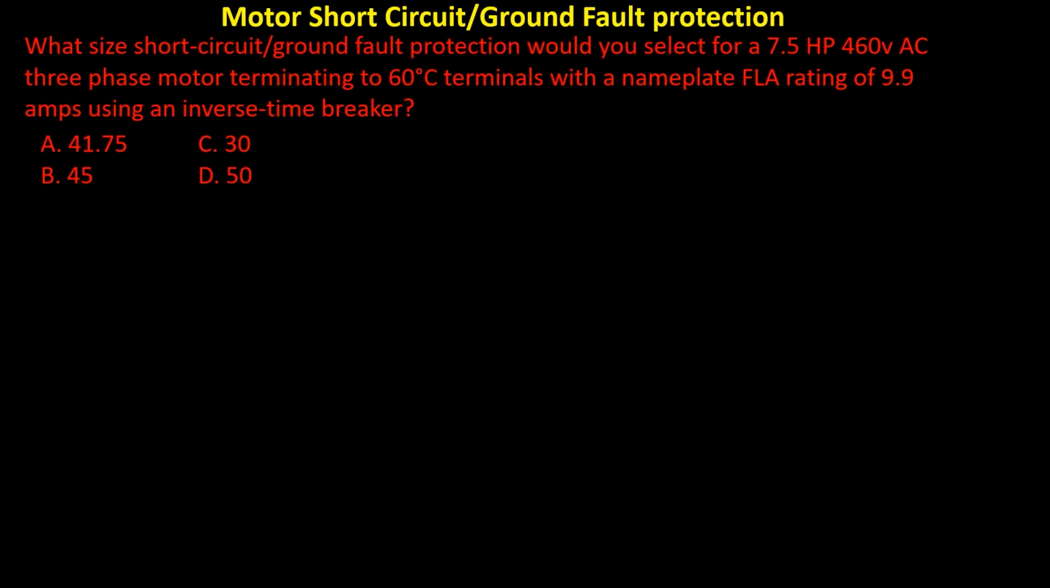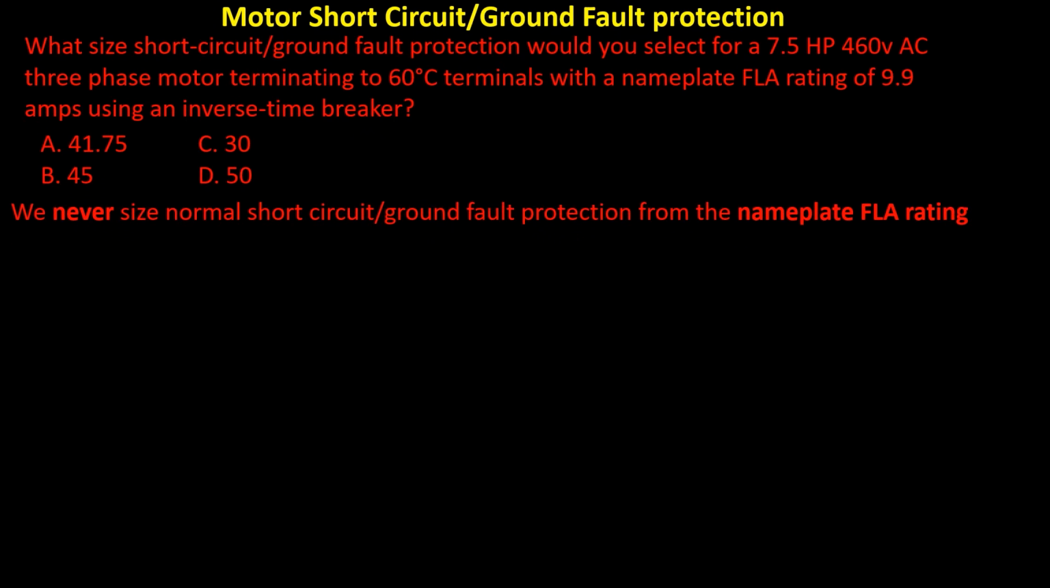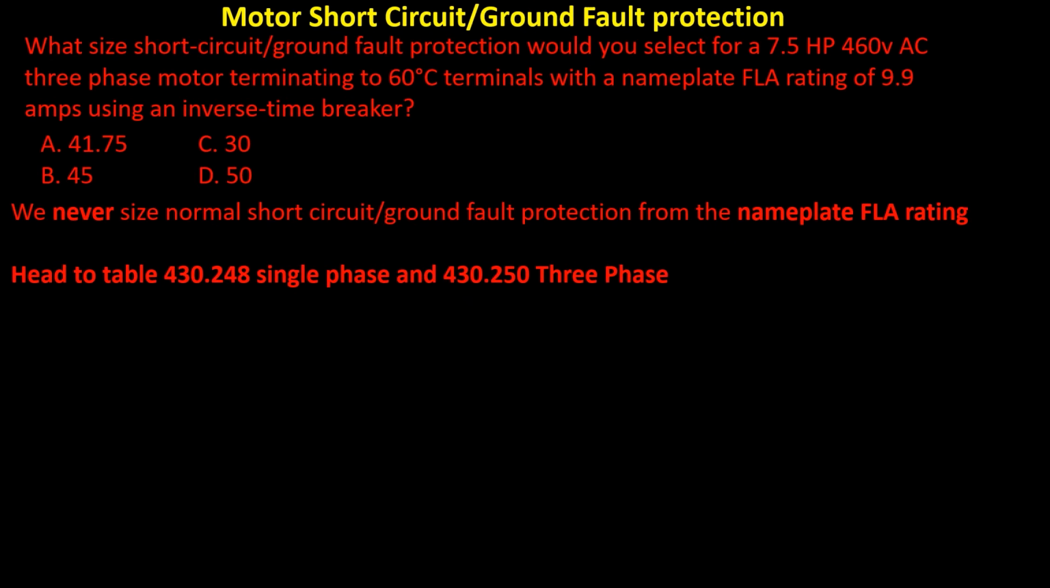Great job. What size short-circuit ground fault protection would you select for a 5-horsepower, 208-volt AC 3-phase motor terminating to 60° C terminals with a nameplate FLA rating of 26 amps using an inverse time breaker? We never size normal short-circuit ground fault protection from the nameplate or FLA rating. It's just like normal circuit conductors. You're going to size it from the motor FLC. If the FLC is printed on the nameplate, we can use that.